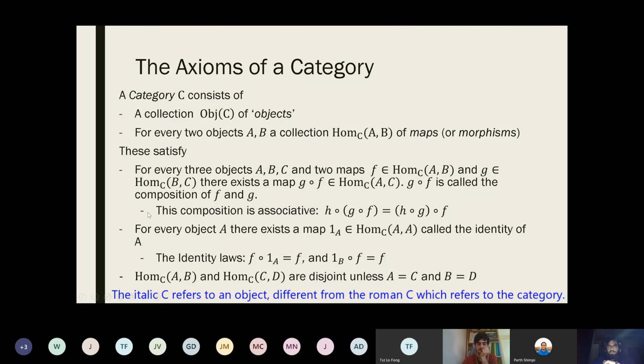A note about this: the composition is associative in this sense. And there exists an identity map for every object, and the properties of that are just these identity laws. And then there's this last bookkeeping rule, which means that the domain and codomain of every map is unique.